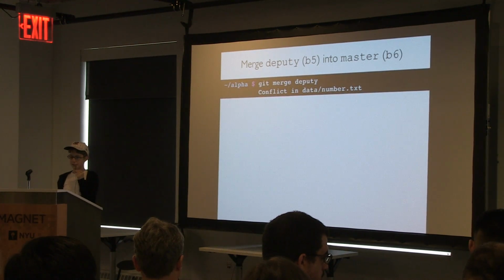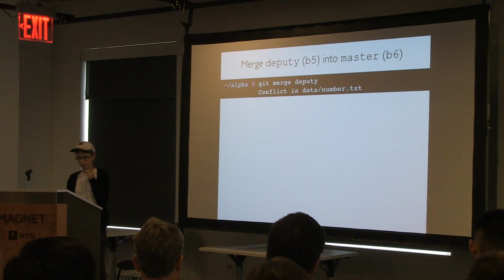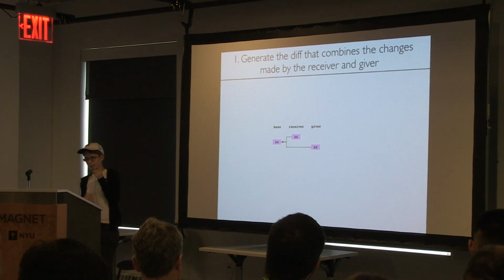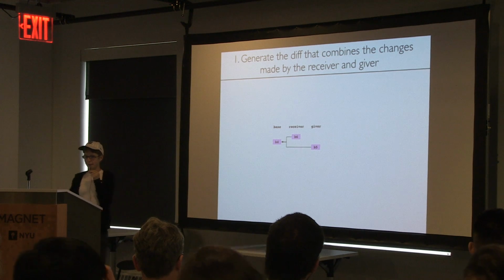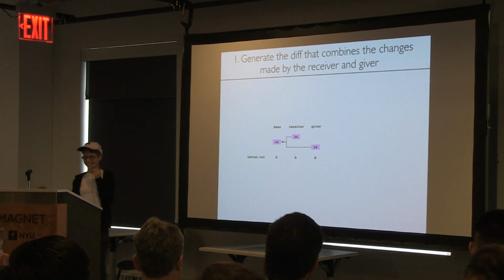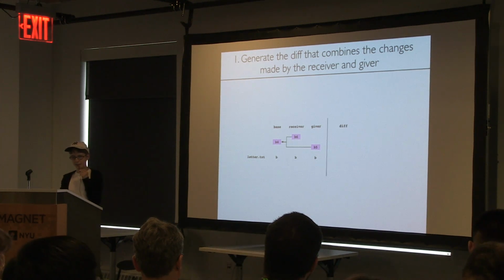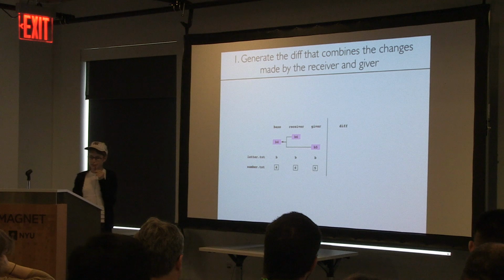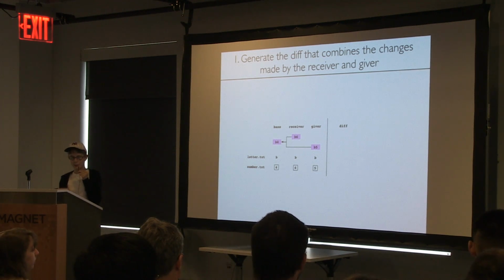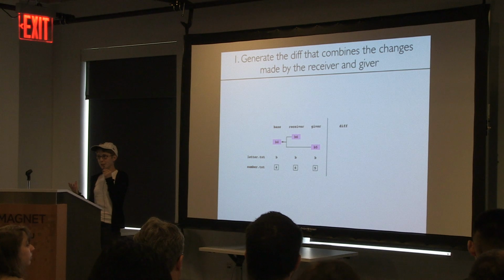It says there's a conflict in number.txt. So let's follow through the steps again, nice and easy. We generate the diff that combines the changes made by the receiver and the giver. The letter file is easy peasy. No diff at all. Everyone says B. We're locked down, so there's no diff. For number.txt, unfortunately, the story is different. In the base it's 4, in the receiver it's 6, and in the giver it's 5.